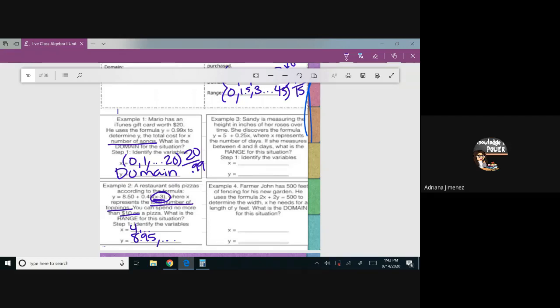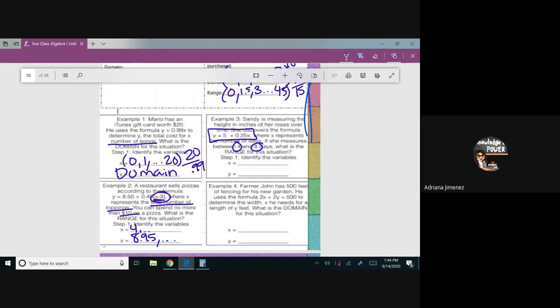Example number 3. It's measuring the height in inches of her roses over time. She discovers the formula y equals 5 plus 25x, where x represents the number of days. So they said between 4 and 8 days. What's the range going to be? All you're going to do is plug these 2 numbers into this equation and figure out what the range would be.